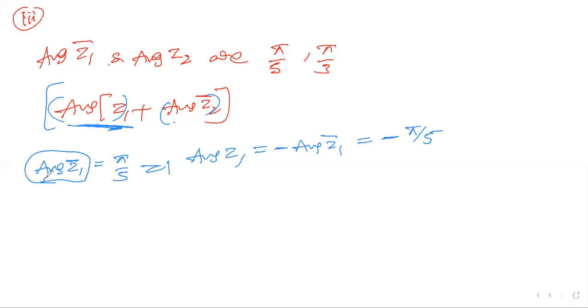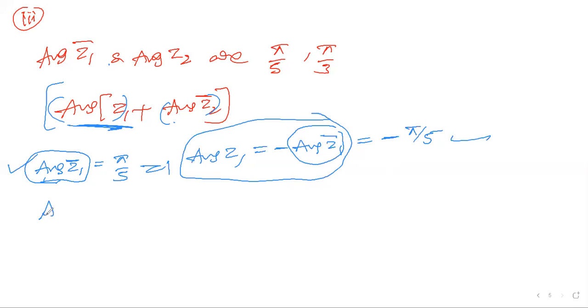For Z1, you can take the minus of this one. This is the condition you can use: arg Z1 is equal to minus of arg Z1 bar. If you know arg Z1 bar, you'll get arg Z1. So from that I got this one.